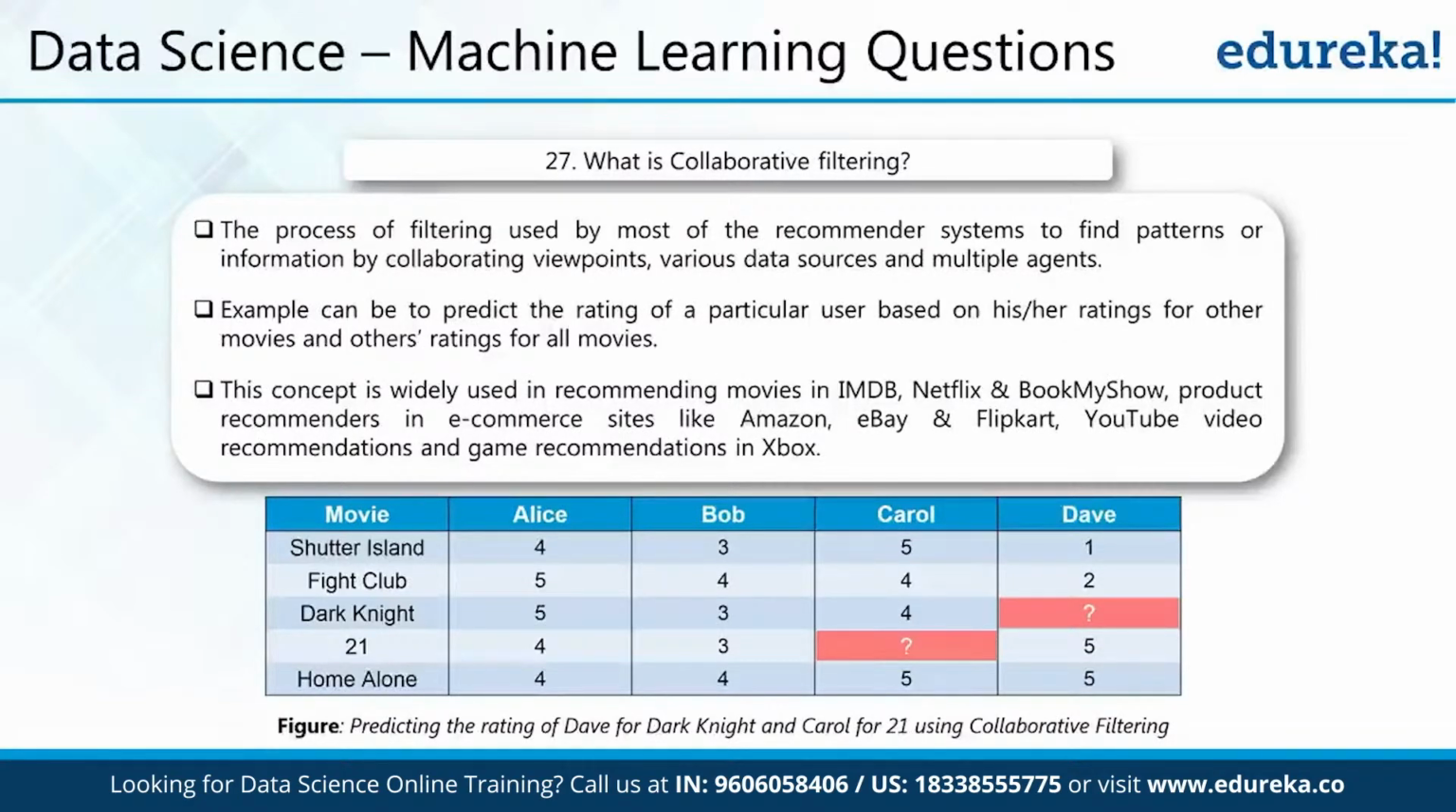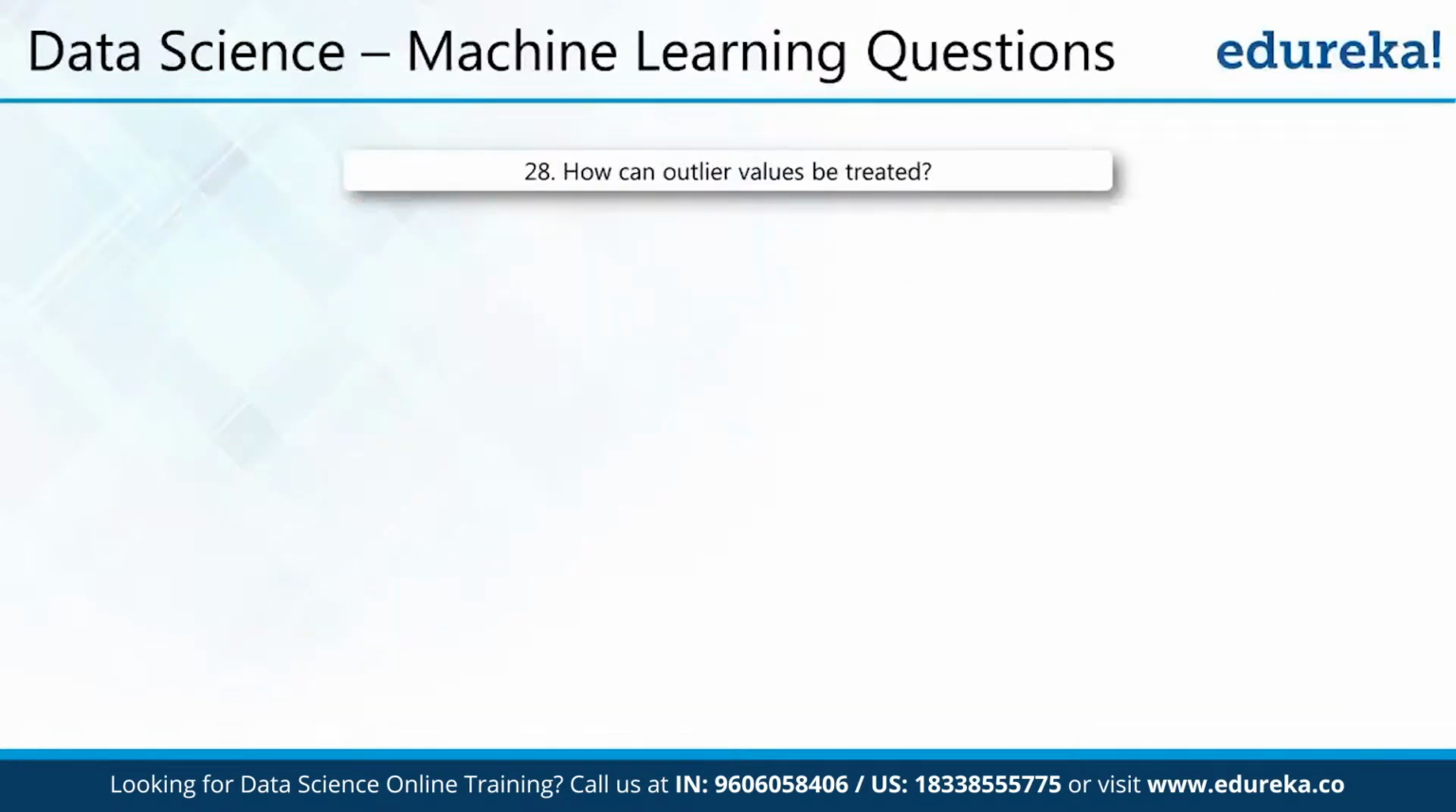So for example, here Carol has not seen movie 21, right? So there is a question mark there. Can I predict this value? If it comes out close to 2, I won't recommend the movie. But if it comes out somewhere around 3, 4, or 5, the model says yes, recommend this movie to Carol.